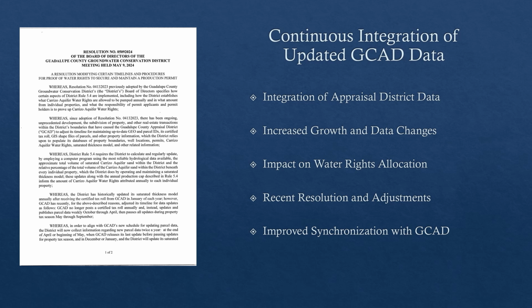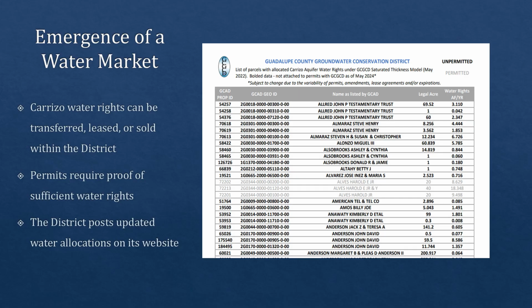The creation of the saturated sand thickness model had one unanticipated development: the emergence of a water market. To obtain a permit, proof of sufficient water rights to produce the requested acre-feet of water must be provided, and these water rights can be acquired from anyone possessing Carrizo water rights within GCGCD boundary. By rule, Carrizo water rights can be transferred, leased, or sold. An unforeseen result of the implementation of the model has been the creation of a water market within the boundaries of the Guadalupe County Groundwater Conservation District. The district posts the most current allocations on its website for public access and transparency.